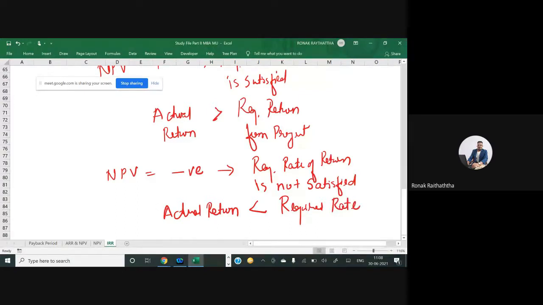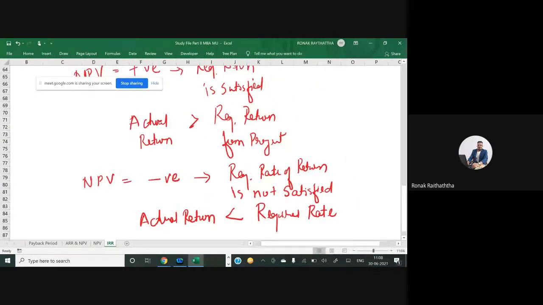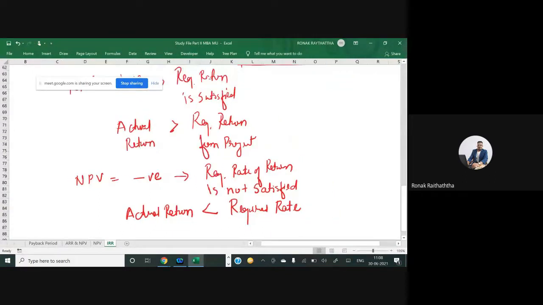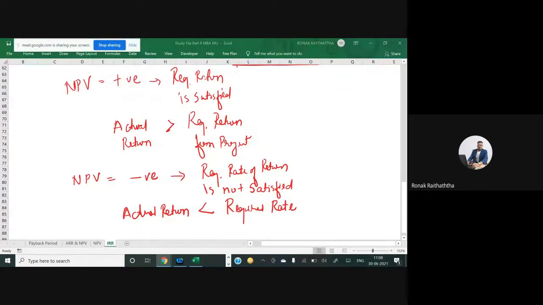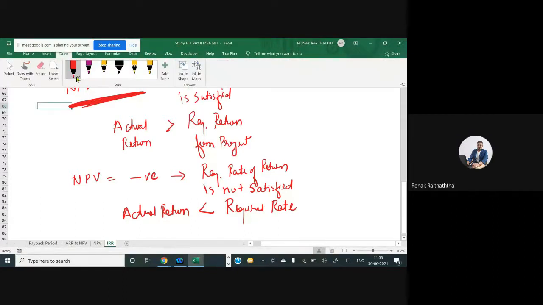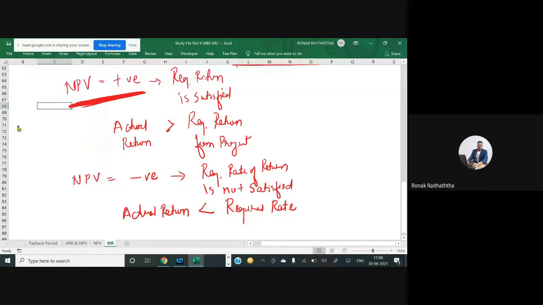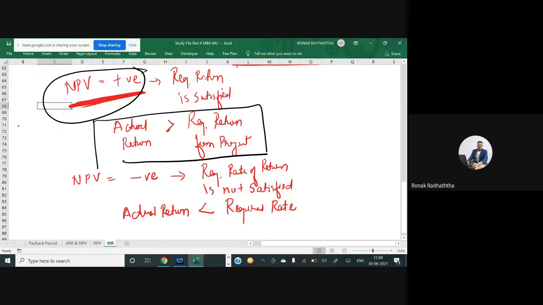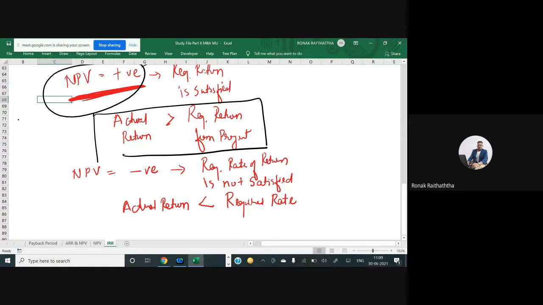Now I'll be taking these two statements and I'll be building a formula of IRR from this. Try to understand. I'm taking you step by step very logically. Two things are established. That, sir, if NPV is positive, let me use a different color. Just give me a second. So, sir, if NPV is positive, that means the actual rate of return is more than required rate of return. If NPV is negative, then actual rate of return is lesser than required rate of return.